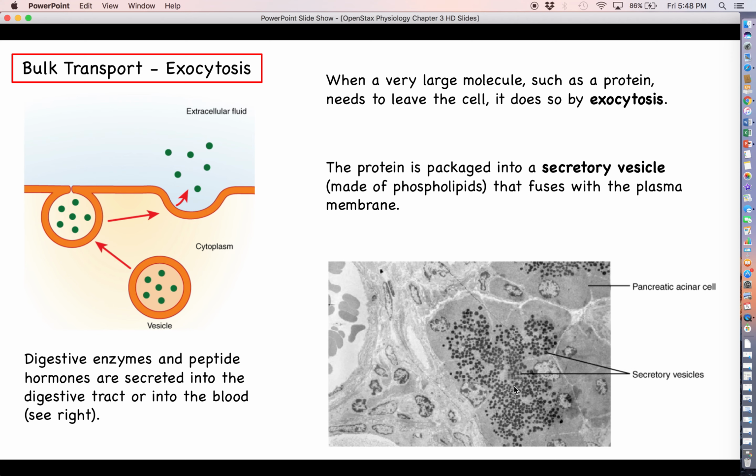In this electron micrograph here, these very dark spots you see here are secretory vesicles that contain digestive enzymes. This is a look at the pancreas that you see here.